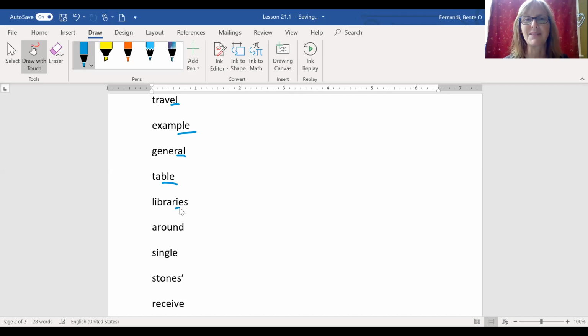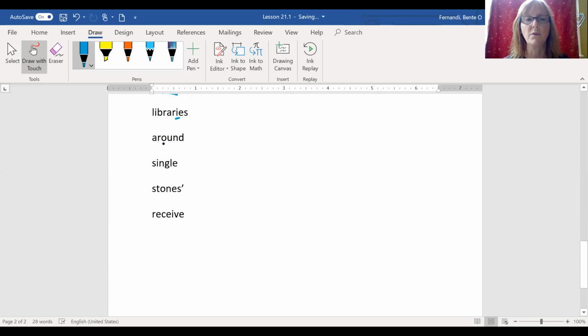Libraries, remember both R's in library had a Y there. We changed the Y to an I to add ES. Around, we have the ow, O-U sound. Ow, spelled O-U in the middle of a word, not at the end of a syllable, and not at the end of a word. Single, there's our G-L-E, gull. It sounds like a seagull, which would be spelled G-U-L-L, but in this case, it's an ending G-L-E.